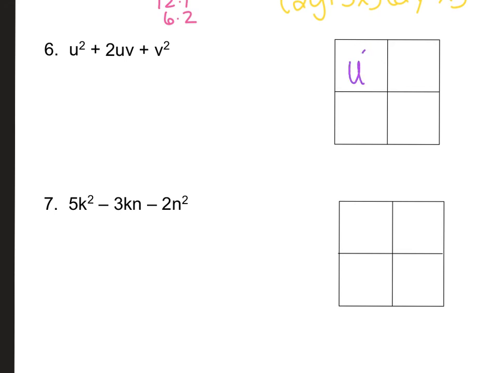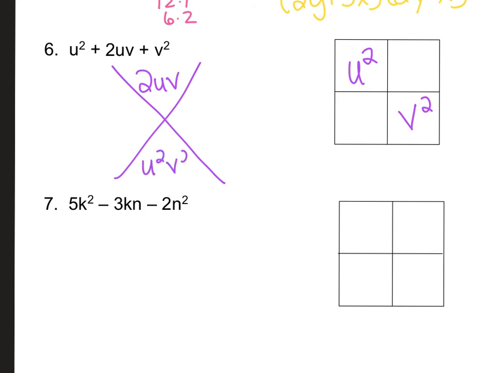So number 6, u squared and v squared. We need something that adds to 2uv and multiplies to u squared v squared. Well, the factors of 1 are 1 and 1, so that would be uv times uv. 1uv times 1uv. Make sure your u's look like u's and your v's look like v's because you can get confused.